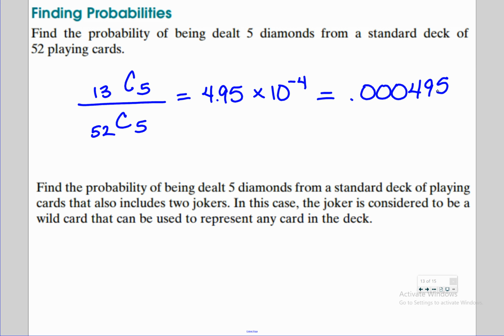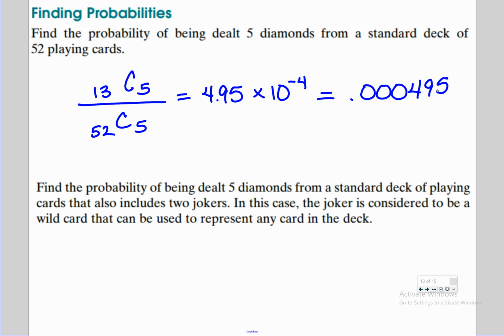You can use the red calculator, and the red calculator also has buttons for this. With the C, it has a 13C5. Yes, it has the C, it has the P, and it has the factorial. Before the test, I'll show you where all those are at. We'll practice with it, but it works the same as a graphing calculator.